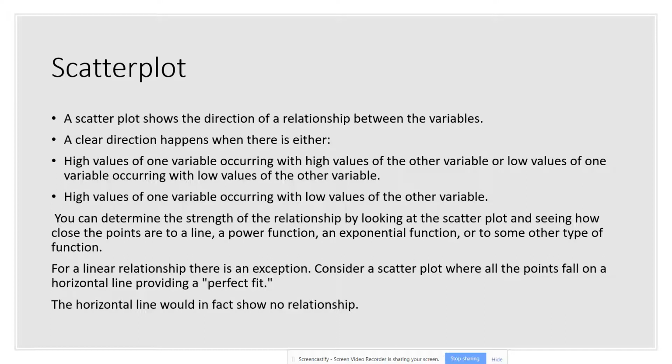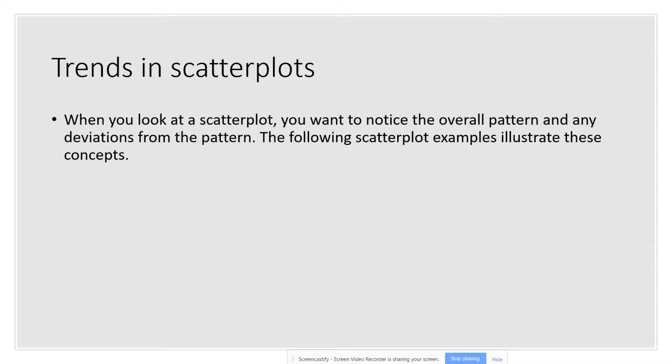So for a linear relationship, there's an exception. Consider a scatter plot where all the points fit on a line, and that's called the perfect fit. A horizontal line would in fact show no relationship. All right. So when you look at a scatter plot, you're going to want to know the overall trend.